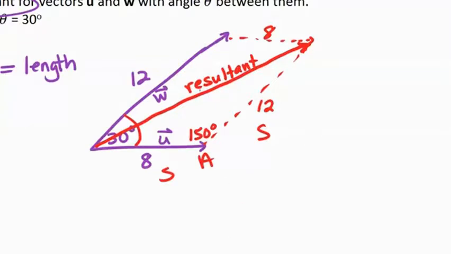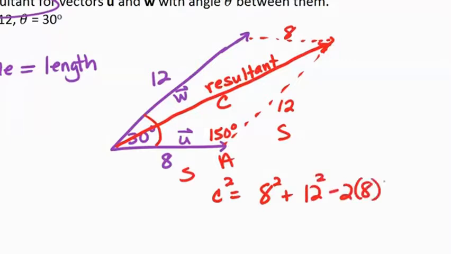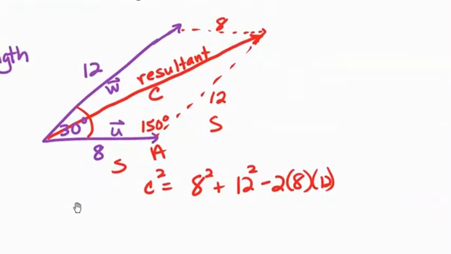So let me just set that up here. If I call this resultant, I don't think we had a name for it up there, I'm going to call it C. So remember what law of cosines looks like. It is the two sides squared minus 2 times those values times the cosine of the angle between them. And the cosine of the angle between them is not our angle 30. It's the supplement of our given angle 30.